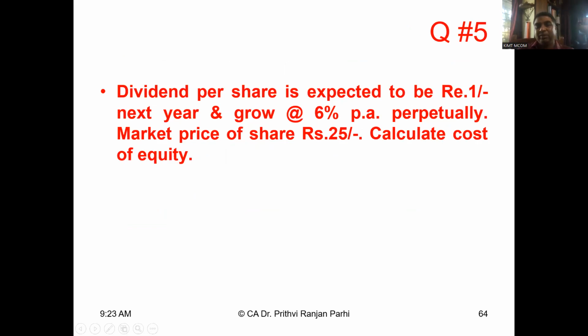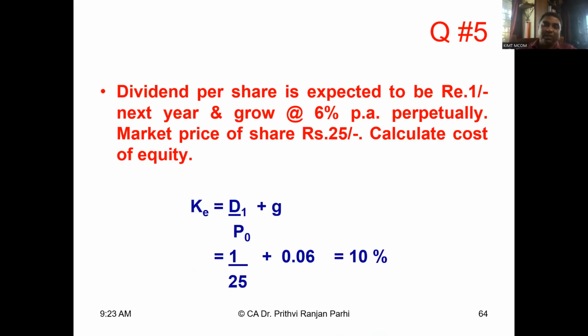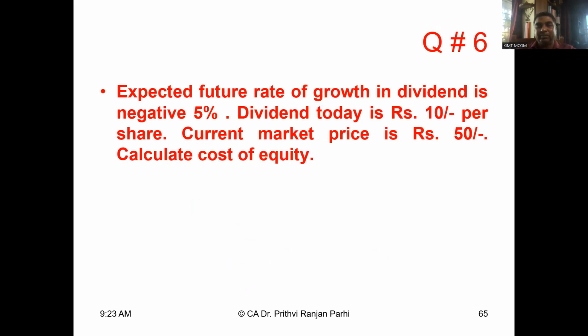Here is one more example. This also we had solved. Dividend per share is expected to be rupee 1 next year. Growth is 6% per annum perpetually. Market value is 25. Calculate cost of equity. First of all, what you have to do, you know, Ke is equal to D1 by P0 plus g. So D1 is 1. P0 is 25. Growth rate is 6%, which is 0.06. It comes to Ke is equal to 10%.